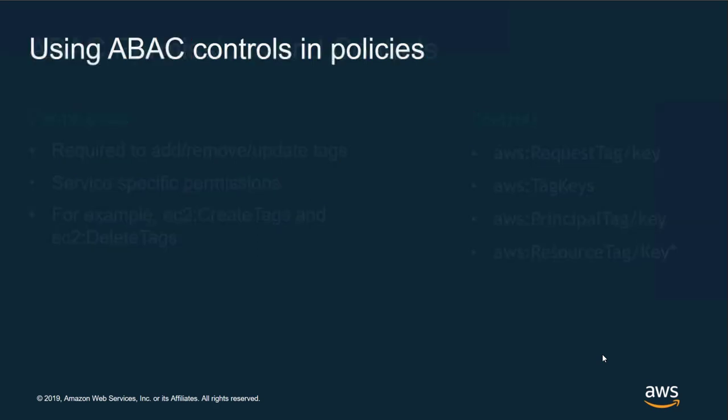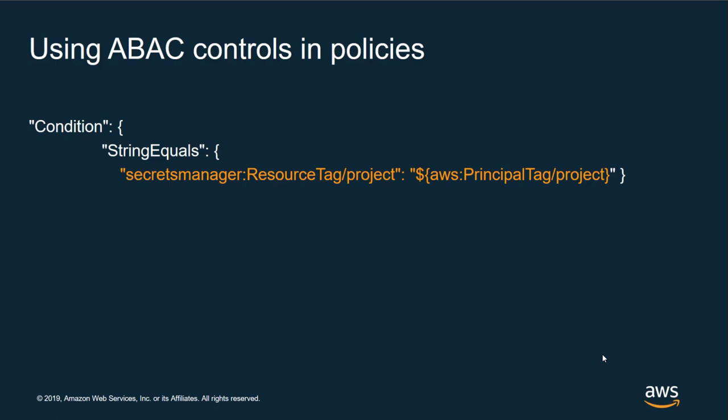All right, so now let's look at how you can actually use these controls in your permission policies. The first way you can use these controls is the classic ABAC condition, where in the condition block of your policy, you can specify if the resource tag matches the principal tag or not. Only if these two match, then you get access to the resource. Otherwise, you don't get access.